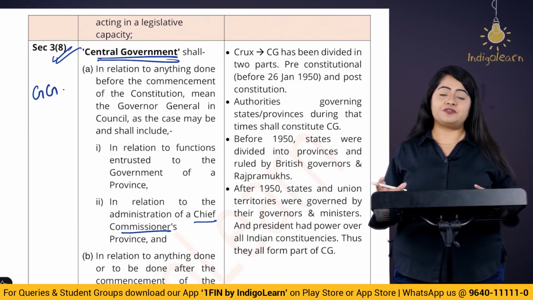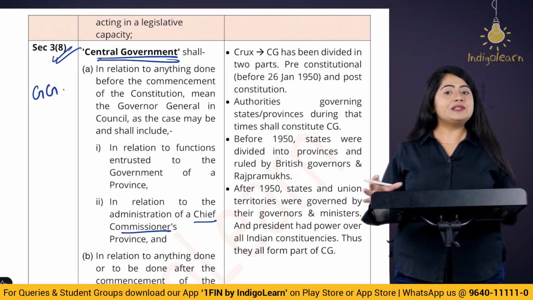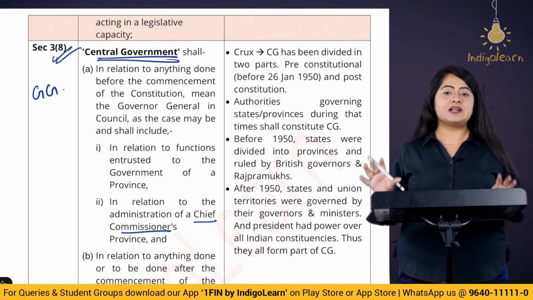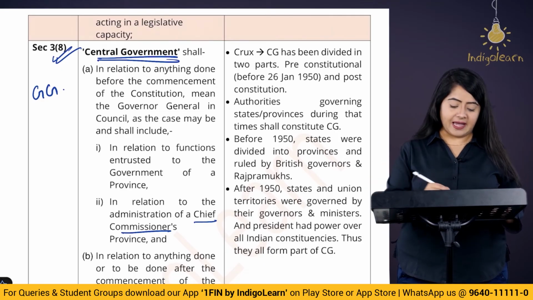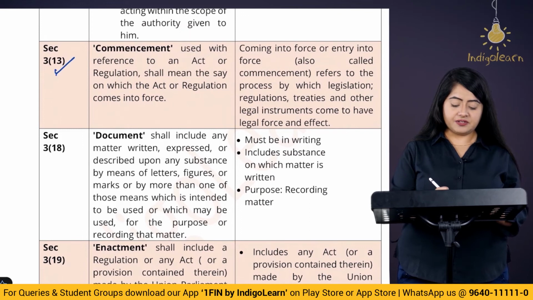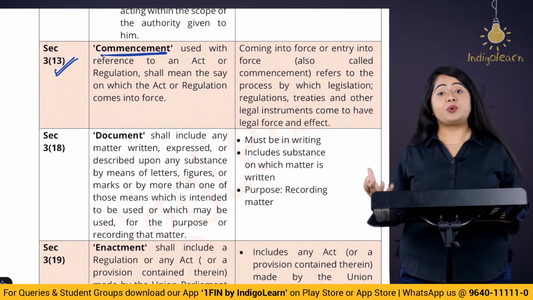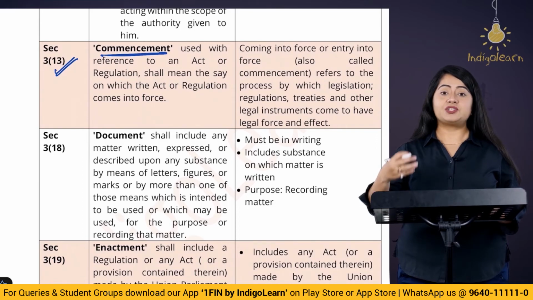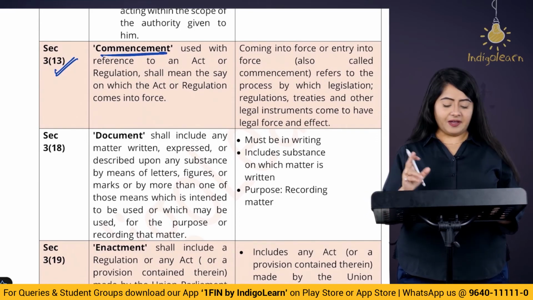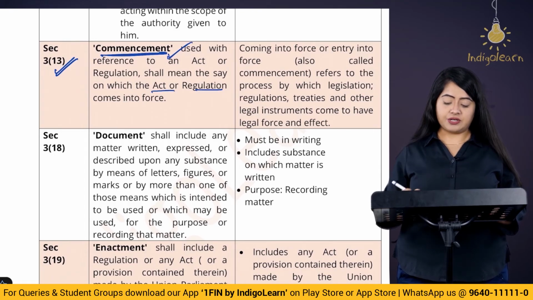Now, after 1950, we know we have the president, we have the parliament, we have state government, we have union territory governments also. All of these are constituted as central government as per our definition in clause number 8. Next clause is clause number 13, which defines commencement. What is commencement? Commencement is used with reference to an act. The date on which the act actually commences, it becomes effective, is considered as commencement. It is applicable for acts as well as regulations and rules.